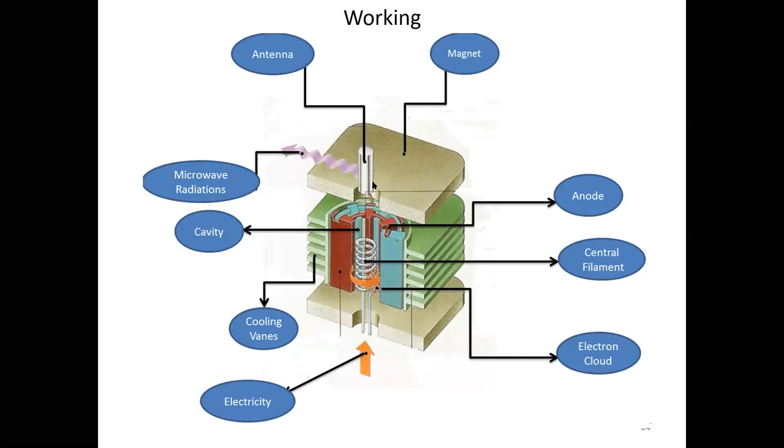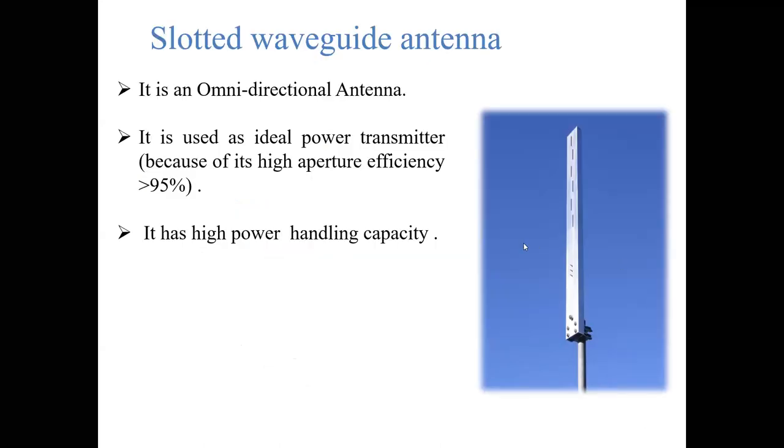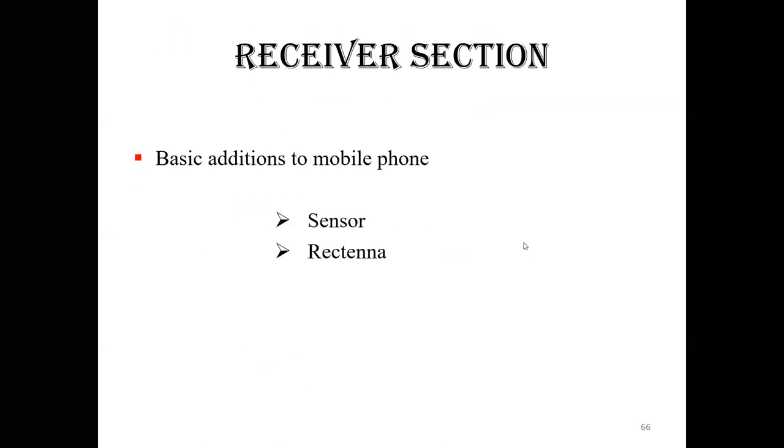See this, this is the antenna, this is the magnet, this is the anode, this is the cavity, cooling vents, this is the electricity, electron cloud, central filament, microwave radiations. And a slotted waveguide antenna is used in the receiver section.